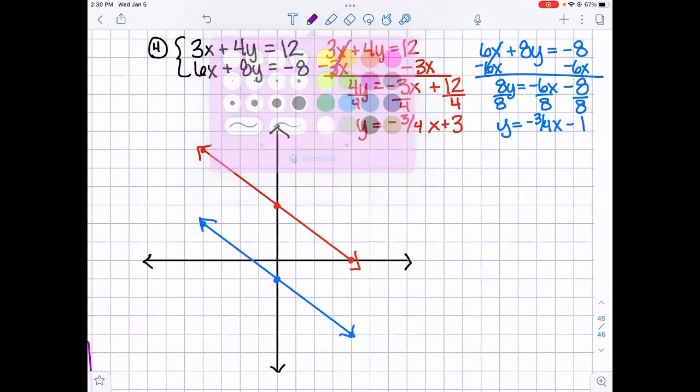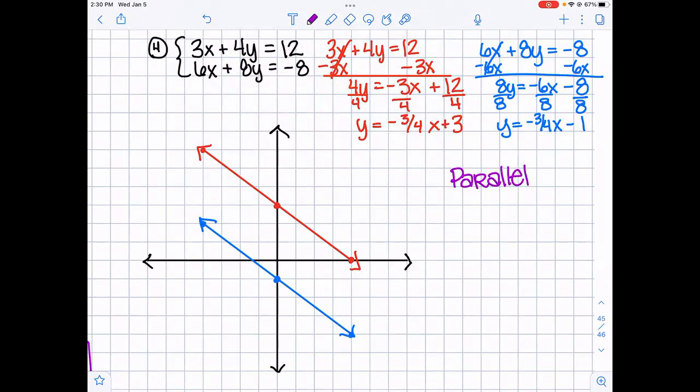What kind of lines are these? Parallel. Okay, parallel lines. Are these ever going to cross? No. Okay, so when you get parallel lines, you write no solution. And that is your answer. No solution.